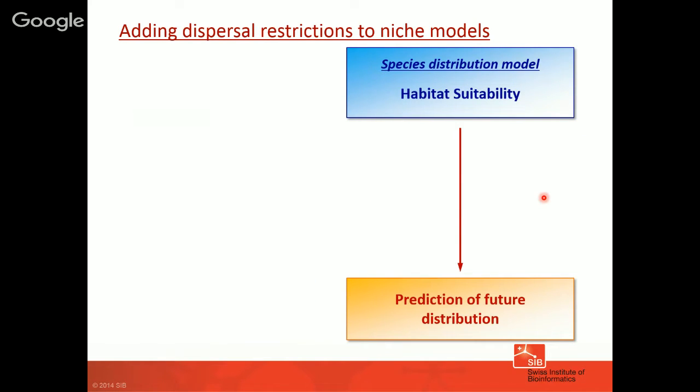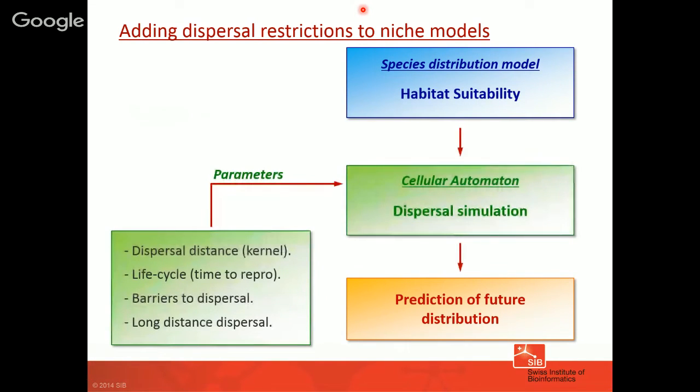So how do we go about addressing this problem? Our take on this issue was: so far you had your species distribution model, and then you applied it under future conditions and obtained your prediction. The idea is to add an extra layer of modeling in between your niche model and the prediction of future distribution. This modeling layer should take care of dispersal. You do this through a number of parameters, such as dispersal distance: how far can your species disperse? And life cycle parameters, for instance: how long does it take for your species to reach an age where it can produce propagules and reproduce?